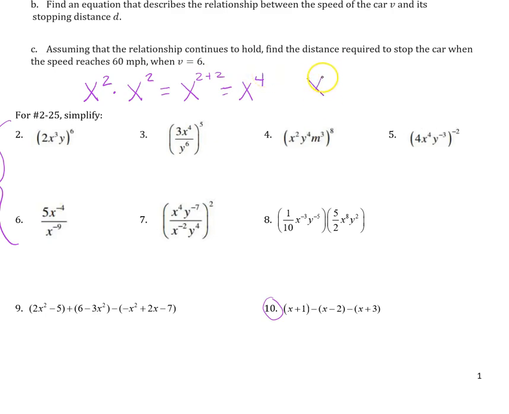If I have a power to a power, this is when I multiply, and that's because this means x squared times itself 3 times. So 2 plus 2 plus 2 gives me 6. So it's x to the sixth, and 2 times 3 gives me 6. So that's why.